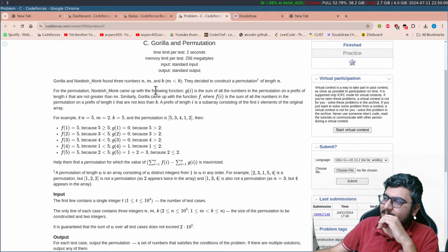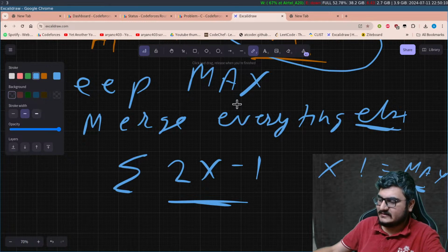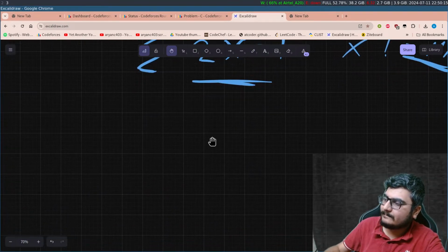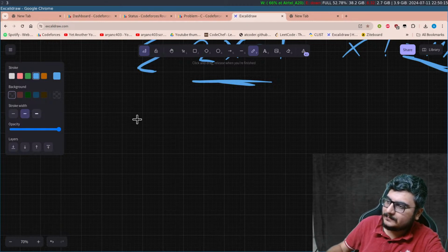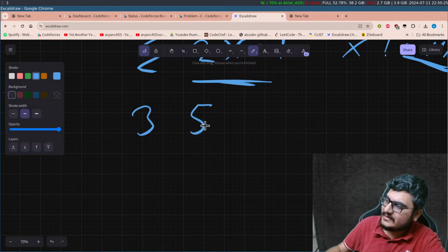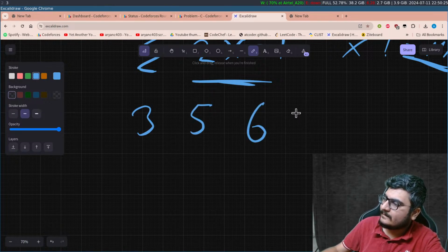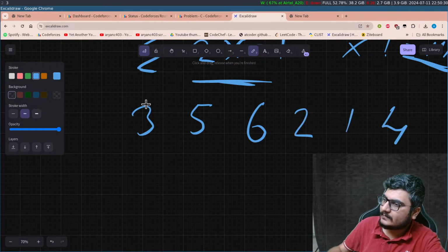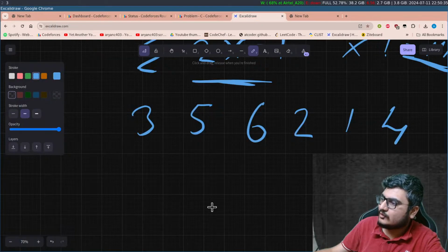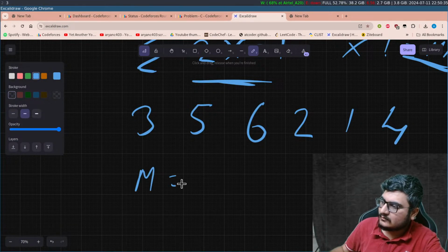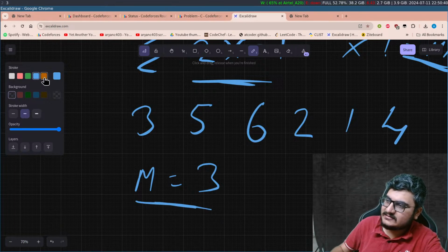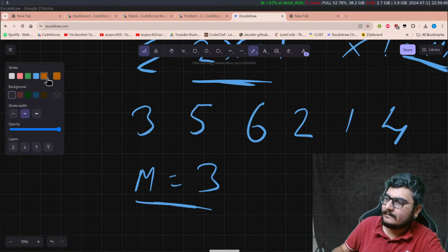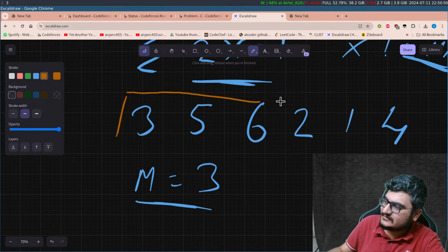For the permutation, Noobish_Monk came up with the following function: g(i) is the sum of all the numbers in the permutation on a prefix of length i that are not greater than m. So let's take some example. Let's pick an example permutation: 3, 5, 6, 2, 1, 4. And let's say m is equal to 3. Then g of 4 means look at the first 4 elements.